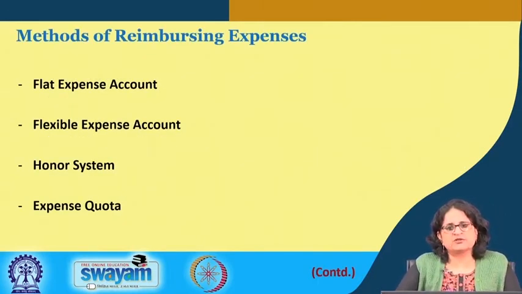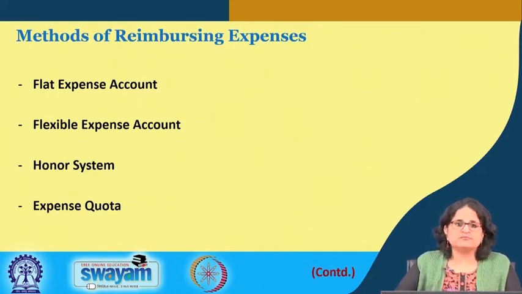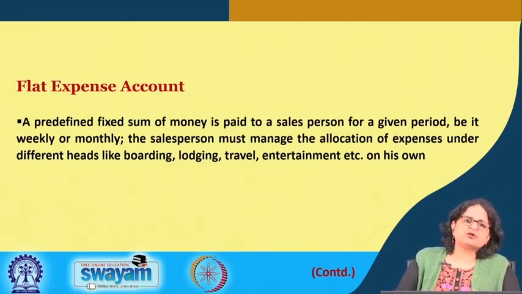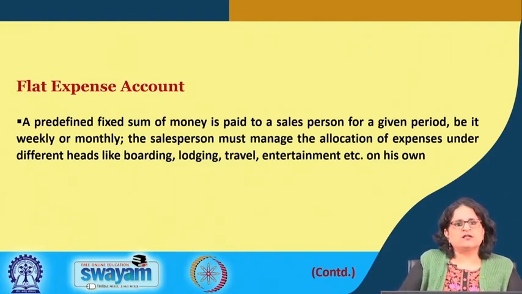We have 4 different methods of reimbursing expenses. The first is a flat expense method, the second is a flexible expense method, the third is an honor system, and the fourth is the expense quota. So let us first talk about the flat expense account. In the flat expense account, a predetermined, a predefined fixed amount of money is paid to the salesperson for a given period of time.